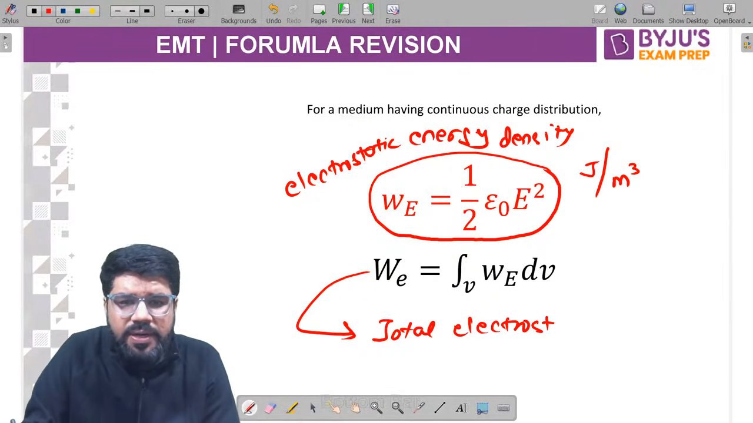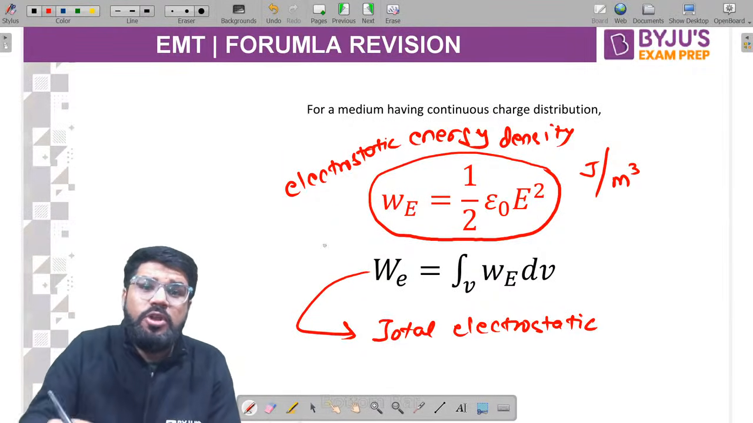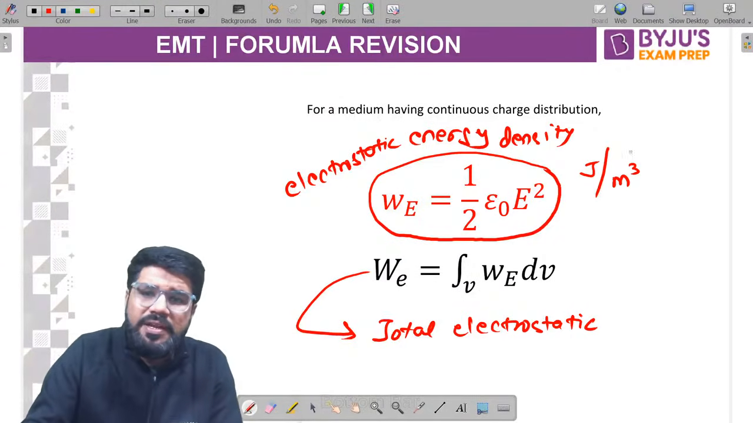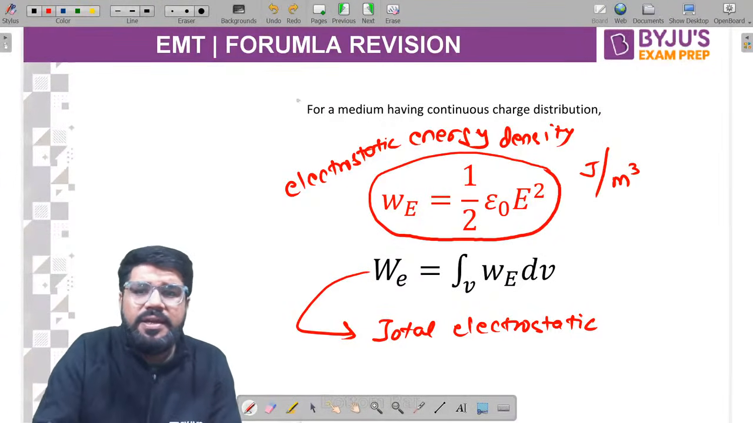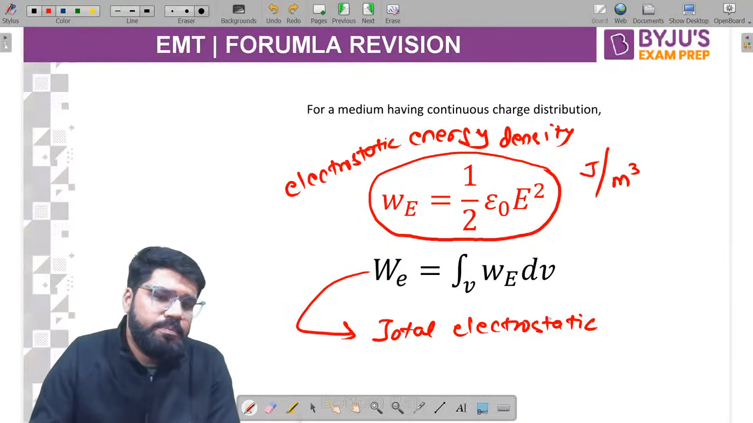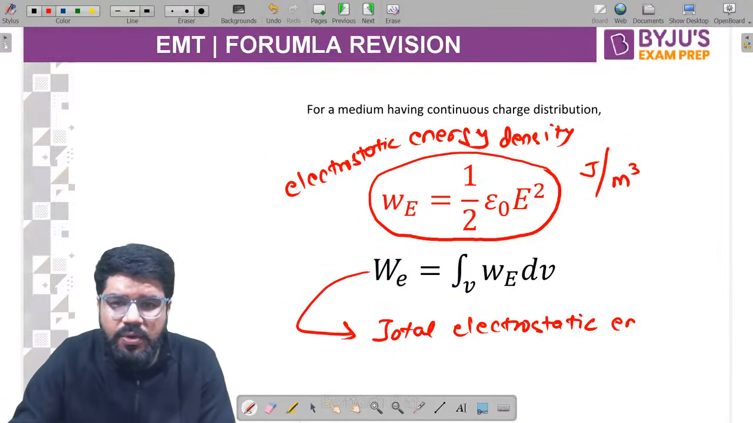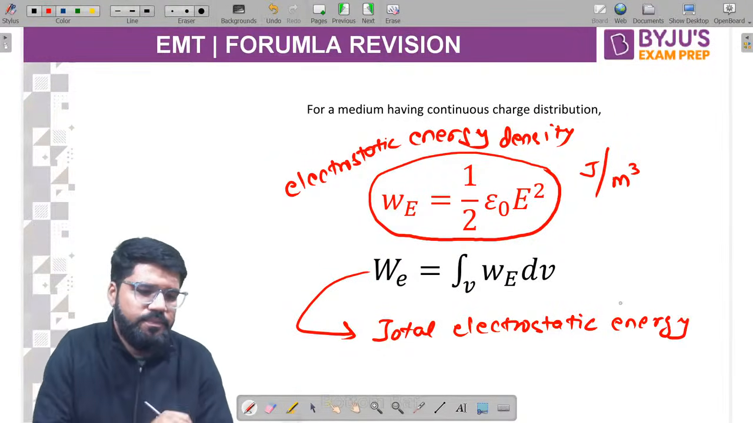And to calculate the total energy, we can volume integrate the energy density. We know the energy per unit volume. Let's calculate the energy for the entire volume by performing its volume integral. So we get the total electrostatic energy.